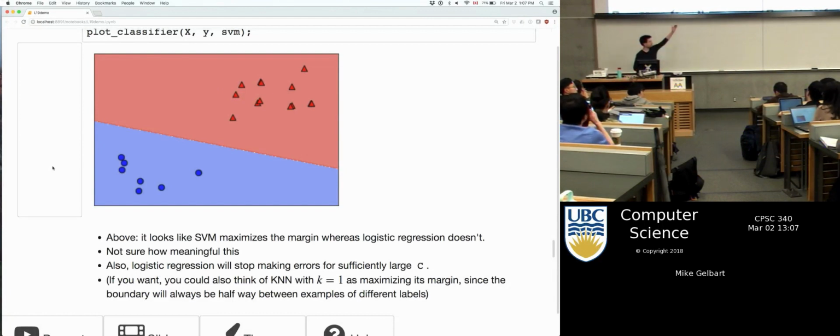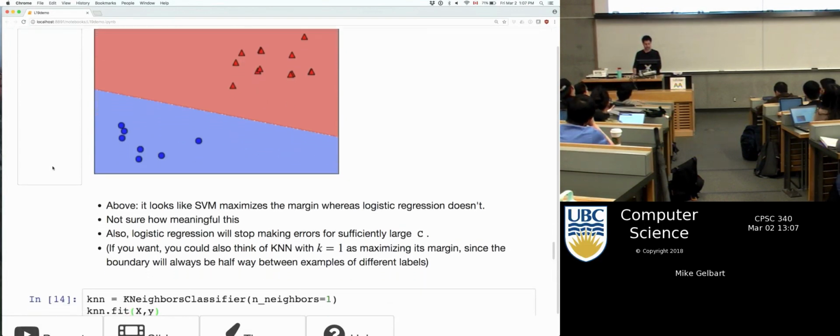So if I move the boundary a little bit, then the nearest point would become closer. So by having it halfway in between, this margin is maximized. Okay.